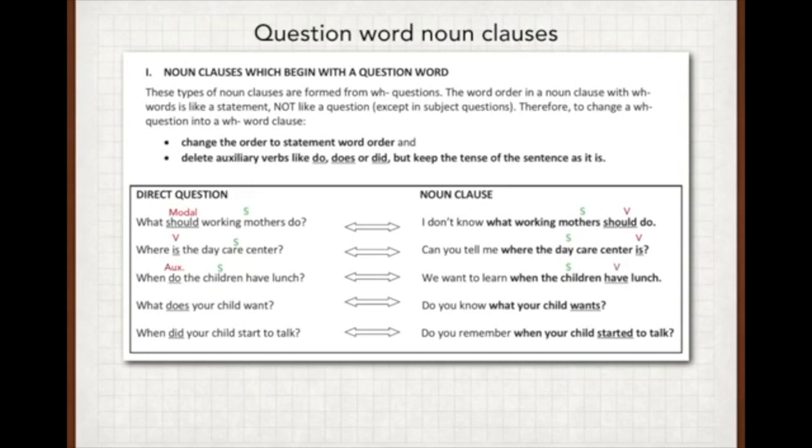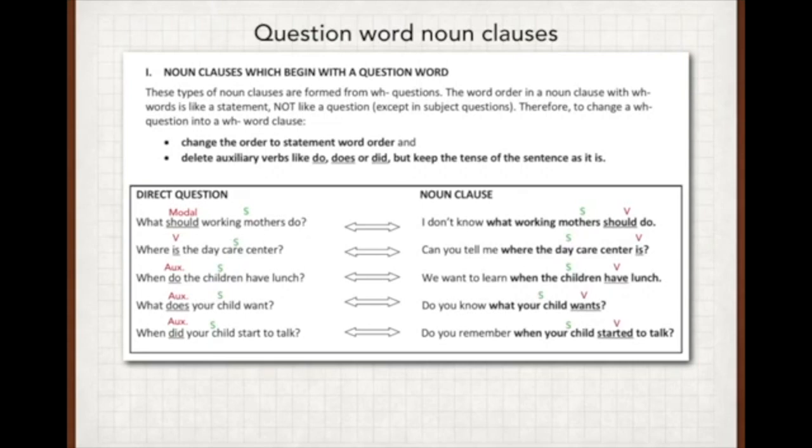Now in the noun clause, we have we, subject, want to learn, the verb plus the infinitive, and when the children have lunch. Now in the noun clause, when the children have lunch, the children is the subject and have is the verb. What does your child want? That's a question form, auxiliary, subject. In the main part, do you know? That's the question. Your child is the subject and wants is the verb. When did your child start to talk? Did is the auxiliary, your child is the subject. Do you remember? That's part of the question. In the noun clause, when your child started, your child is the subject, started is the verb.